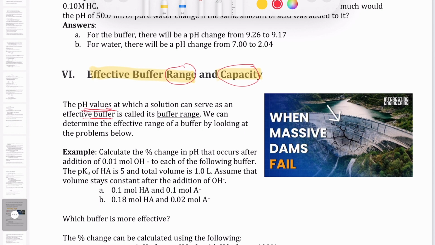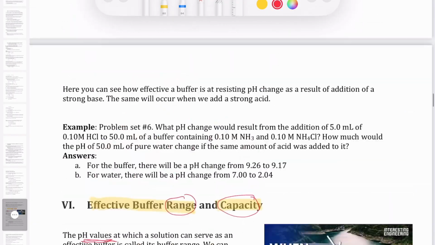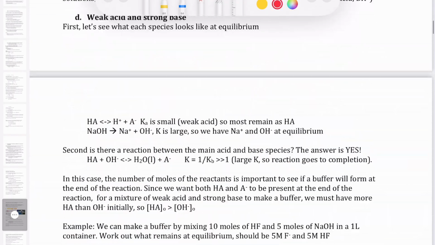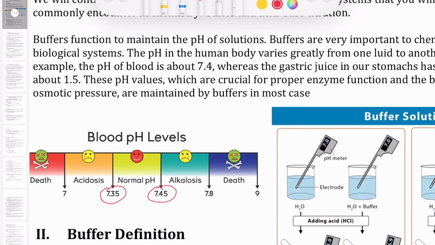So if you make a buffer using acetic acid and sodium acetate, for example, that's going to work within a certain pH range, maybe around 3.7 to 5.7 roughly, but it wouldn't work as a buffer if you're trying to buffer something in the range of pH 8.5, for example. And then the different pH ranges really depend on the molecules you're trying to buffer. So for example, in the case of the blood that we had mentioned a few times, the pH of the blood is maintained at around 7.35 to 7.45.